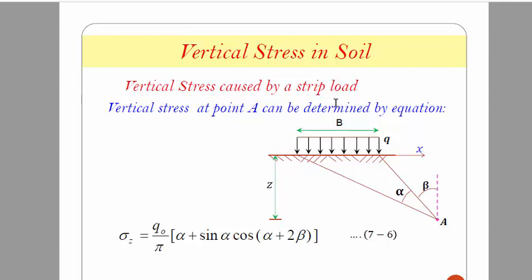This is a strip loading. This is the ground level, and the vertical stresses are introduced. Suppose we are calculating the vertical stress. Why are we calculating the vertical stress? What is the main reason behind that? So simple: this is our ground level, this is a footing. Above the footing the load is coming: dead load, live load, wind load, earthquake load, every type of load, moving load. The stresses are introduced.